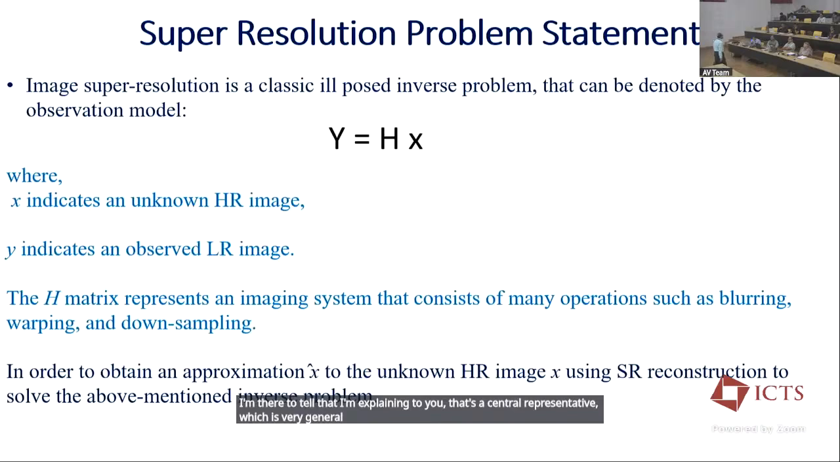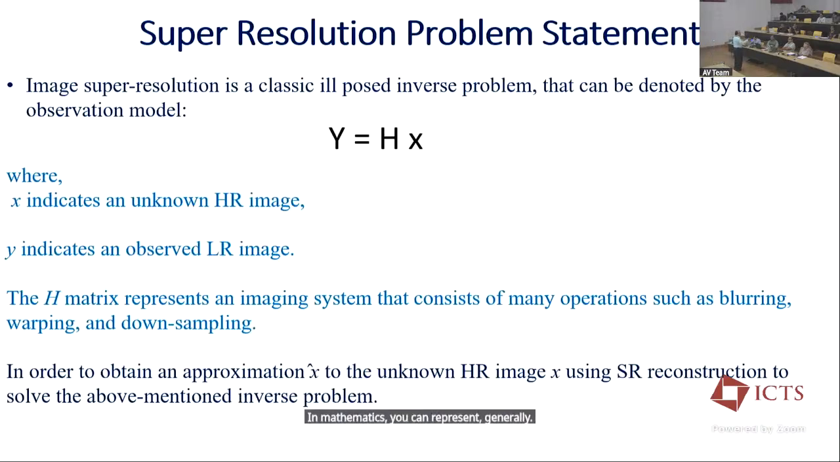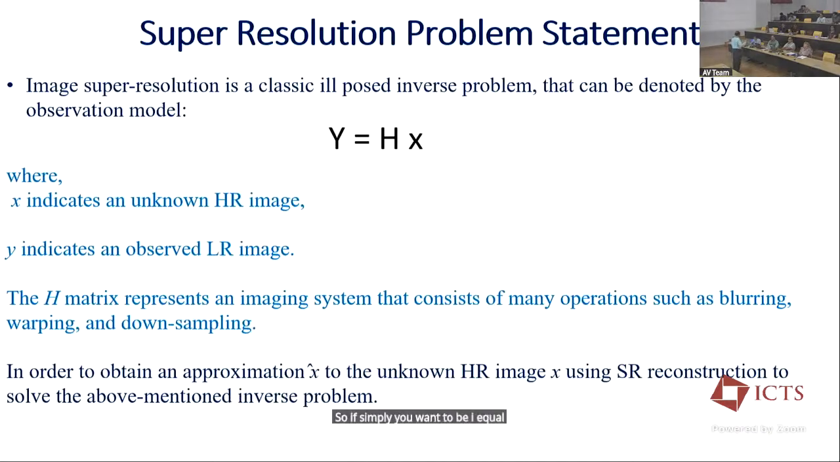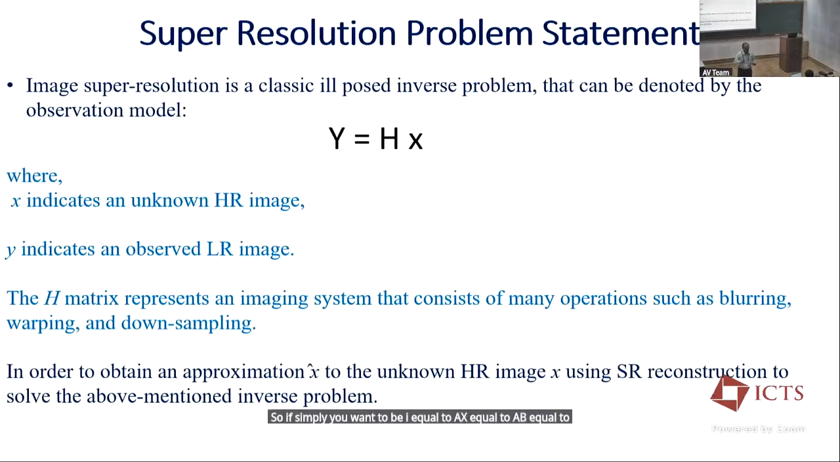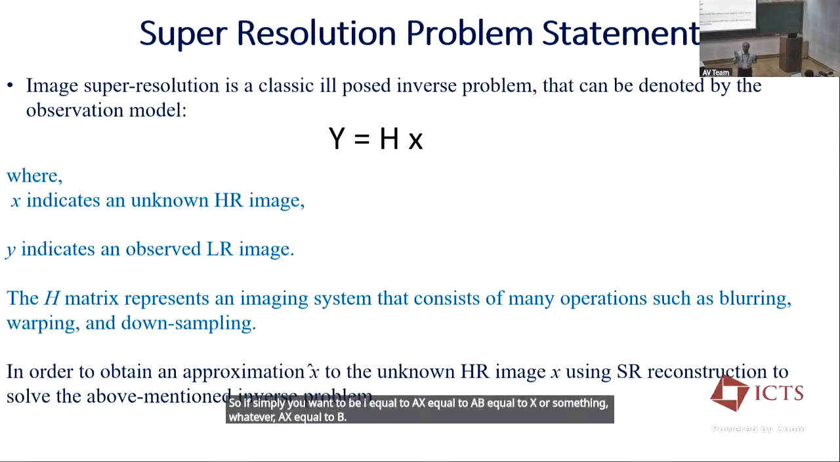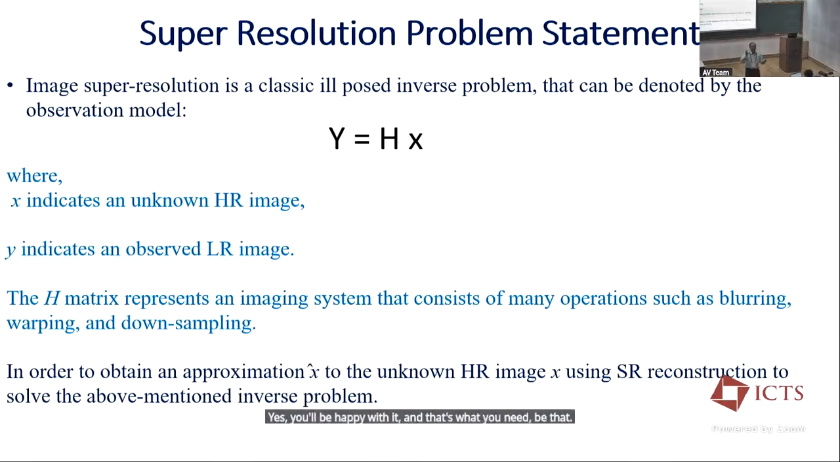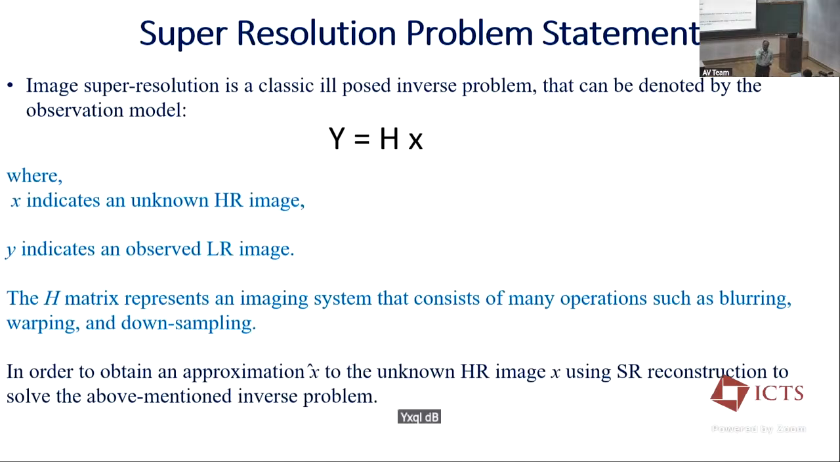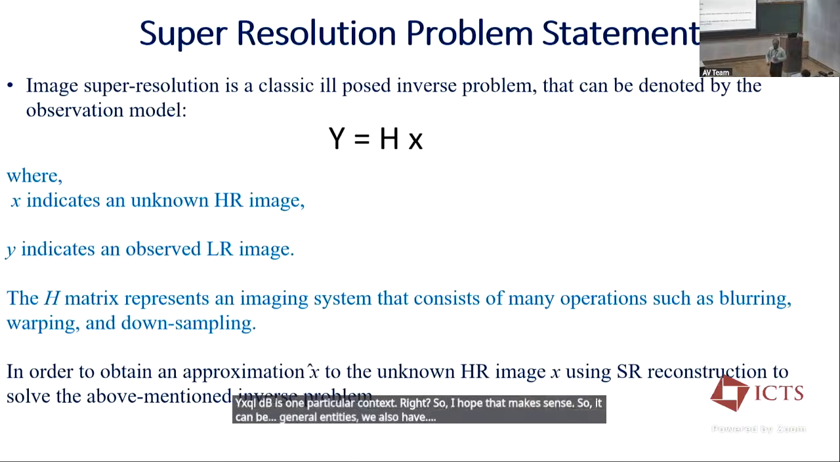That's the power of mathematics. In mathematics, you can generally encapsulate a lot of things in that notation. So if you simply want y equal to Ax, or Ax equal to b, you can be happy with it. That's the symbolic representation, and mapping it to your context, Ax equal to b is one particular context. So I hope that makes sense. It can be a general entity. Next slide.